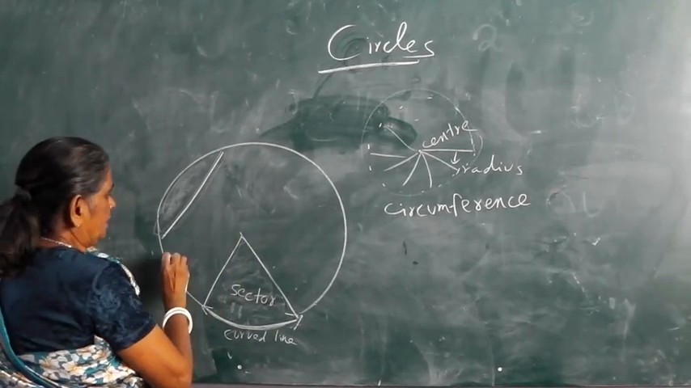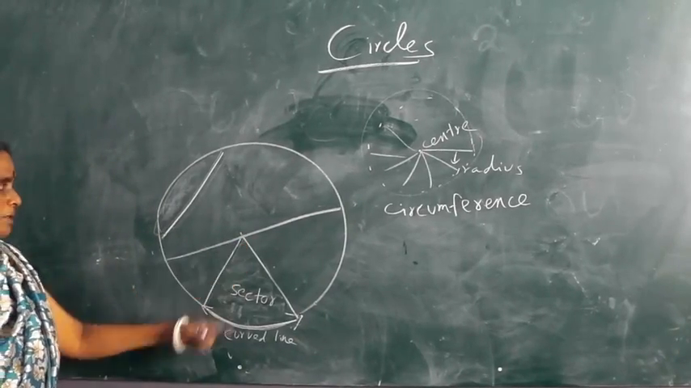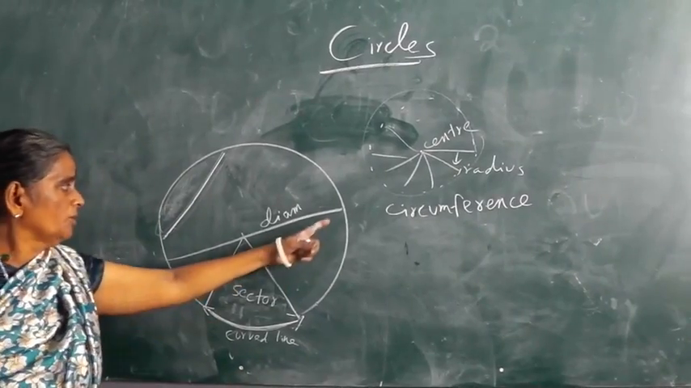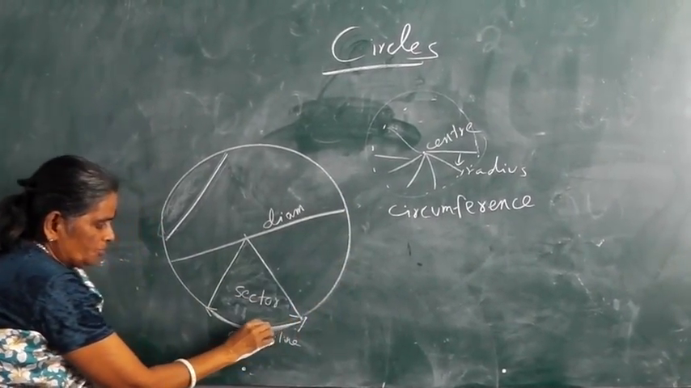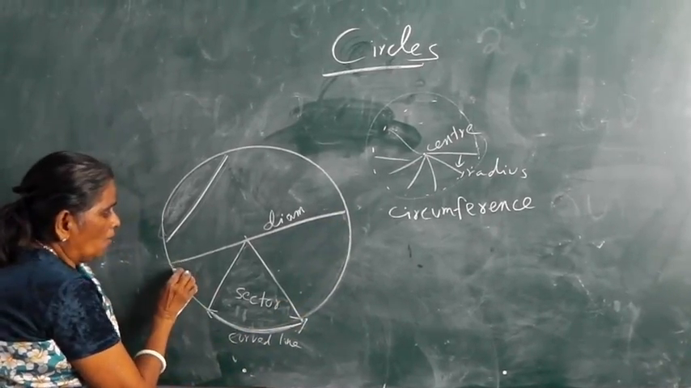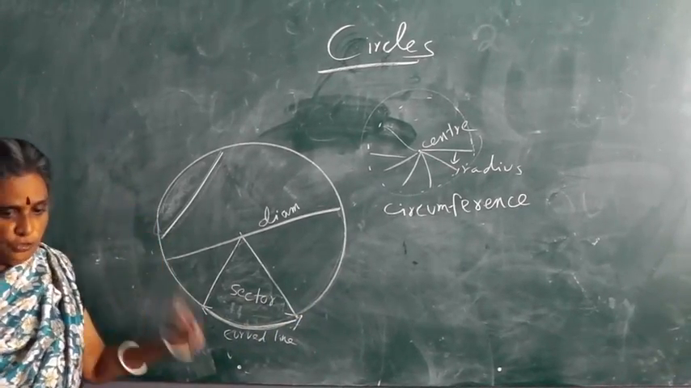Now, if the chord passes through the center, you call it a diameter, and you know the diameter is the longest chord. This diameter subtends this arc, a semicircle, and this is a segment as well as a sector. So these things you should know.